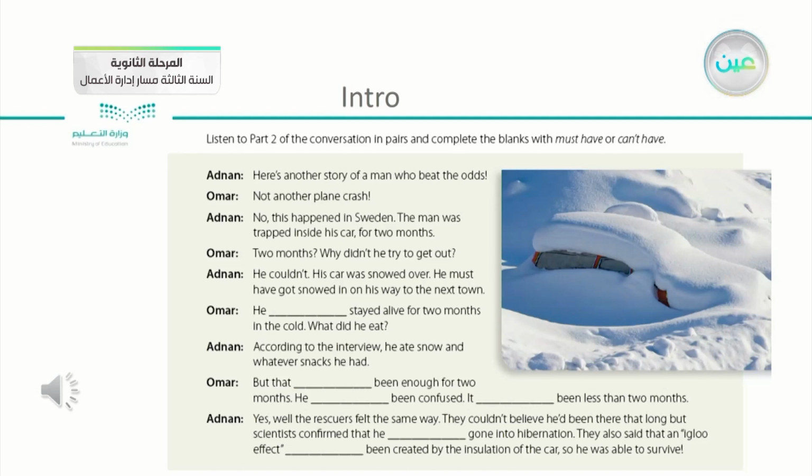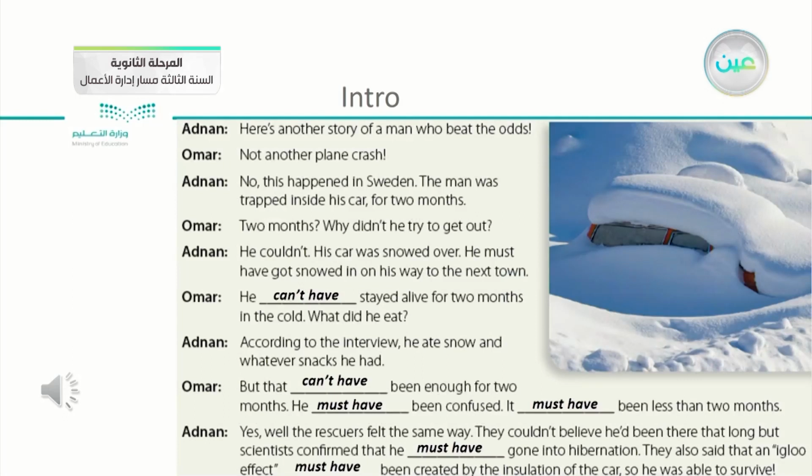Okay, here we have Adnan telling Omar another story about someone who was trapped in a car under the snow for almost 2 months. And here we have the conversation with the correct answers. If you notice here, can't have, also can't have, must have. These are phrases that we use to deduce something. For example, he says here, he can't have stayed alive for 2 months in the cold.